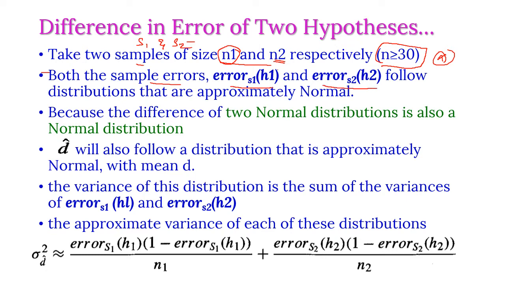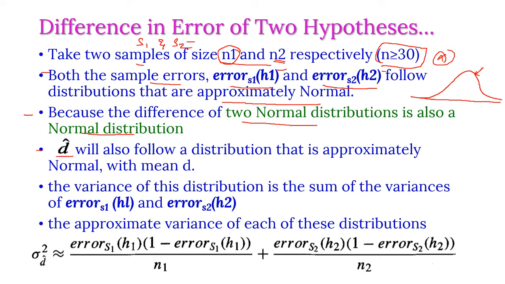The error of the first hypothesis and the error of the second hypothesis follow distributions that are approximately normal. If we take these two hypotheses, then that will be absolutely a normal distribution, right? Because the difference of two normal distributions is also a normal distribution, and that will be a bell-like curve.